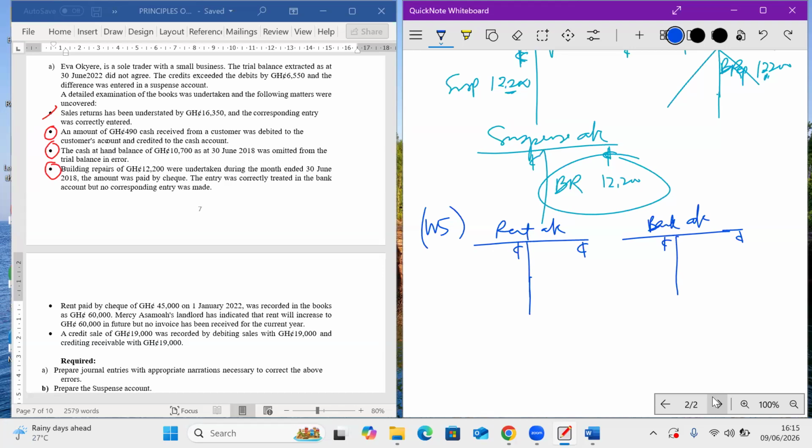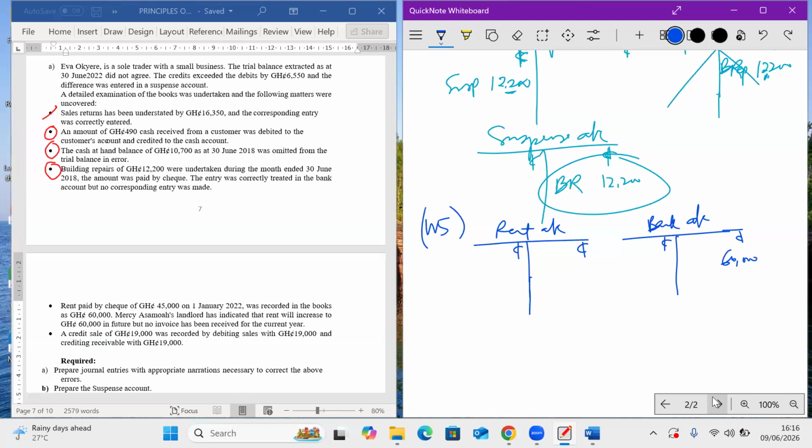Okay. So now, in the rent account, where would they record the 60,000? Debit. Why debit? Because rent paid is an expense. An expense falls on the debit side. Do you get it? Yes. For bank, it says it was paid by check, so bank is on the credit side. So bank is 60,000.